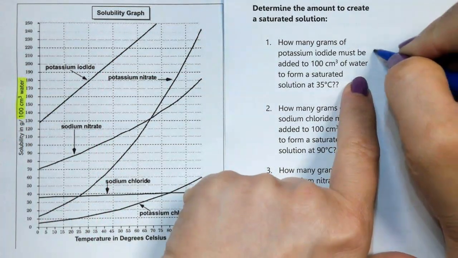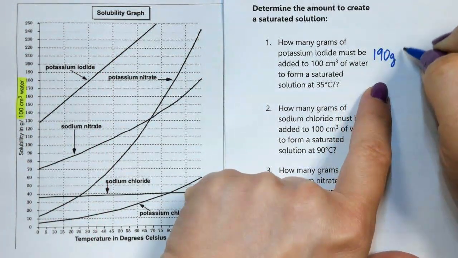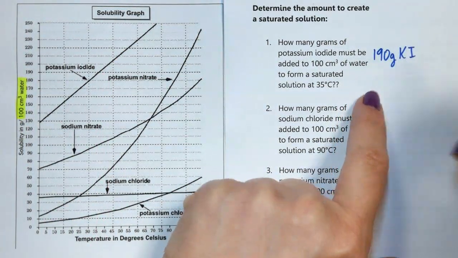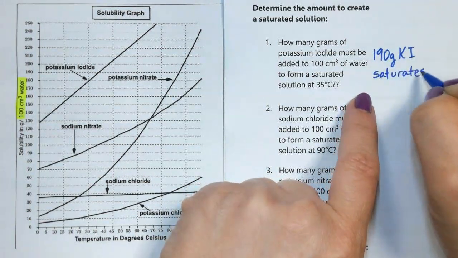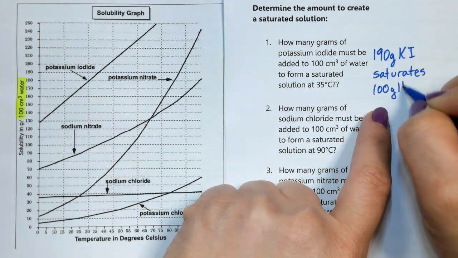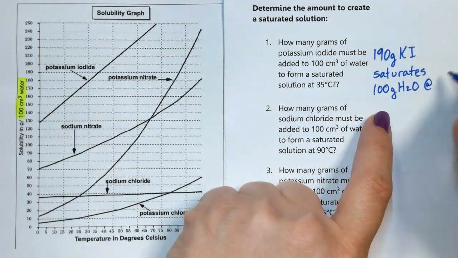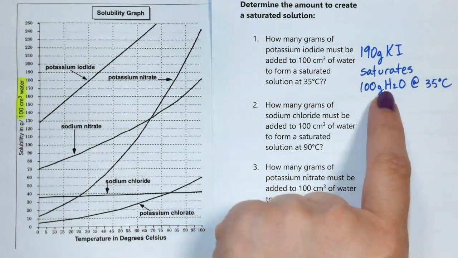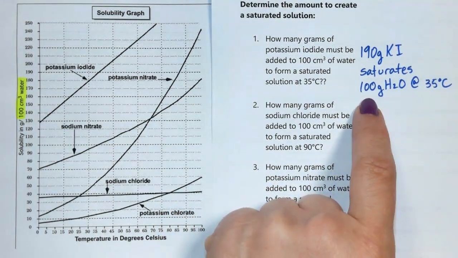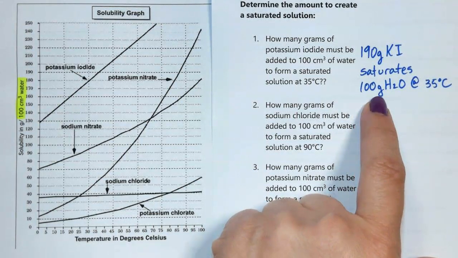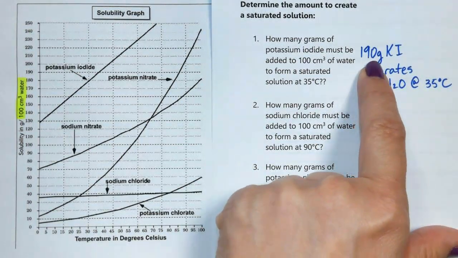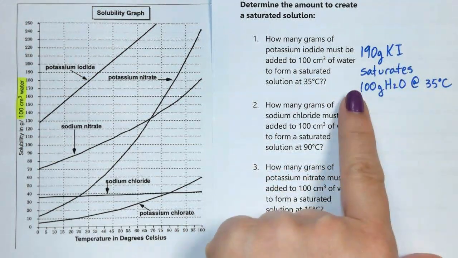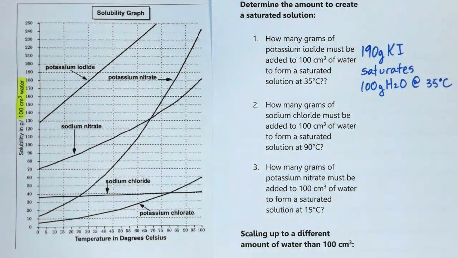And so here we would say 190 grams of potassium iodide saturates 100 grams of water at 35 degrees Celsius. So if I wanted to give the very thorough answer, that's what we determined: if you had 100 grams of water in a beaker and it was at 35 degrees Celsius, then it would take 190 grams of this solute to make a saturated solution.